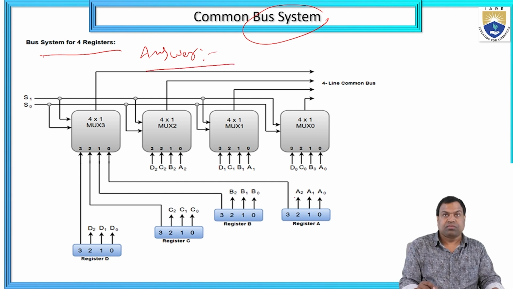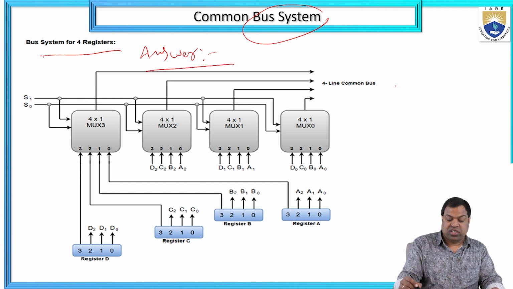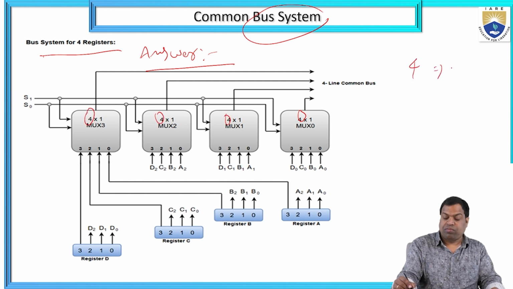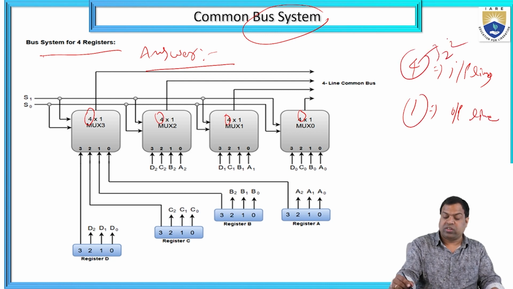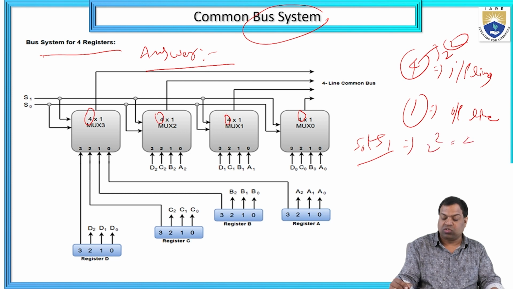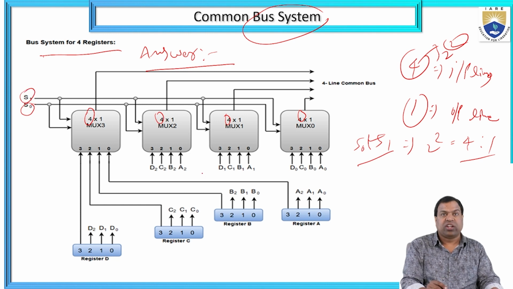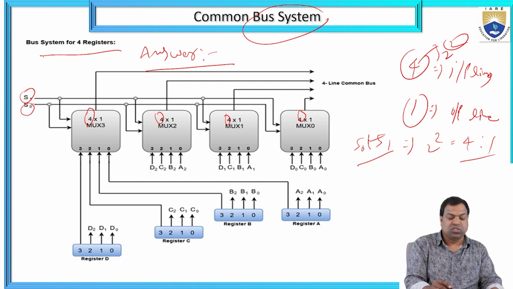Answer. How many selection lines here? See here, 4 input lines, 1 output line. So 4 inputs, 1 output. 2 squared. So squared means how many selection lines are there? S1, S0. So 2 selection lines. That is called 2 squared equals 4 is to 1 multiplexer. So S0 and S1 are the 2 selection lines, and 4 registers are there, and only 1 output we are getting. So 4 is to 1 mux.